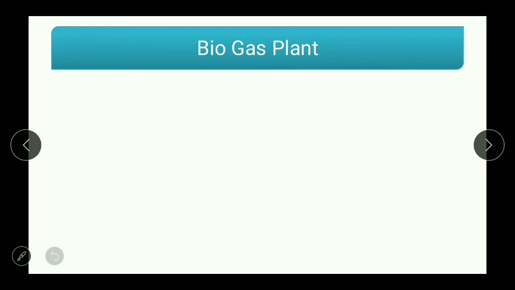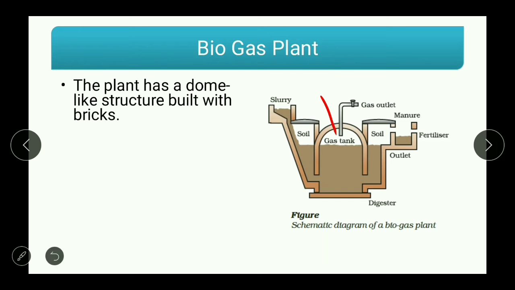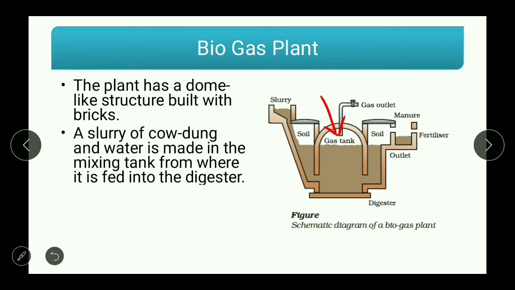Now we are going to study about biogas plant. How biogas can be used for domestic purpose. This plant has a dome-like structure built with bricks. This is how it looks. This is a dome-shaped structure. A slurry of cow dung and water is made in mixing tank. So here there is a mixing tank where slurry of cow dung and water is mixed, from where it is fed into digester. This is digester.